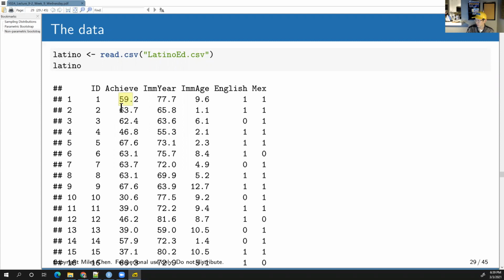Okay, and so this is just a sample of the first few rows of our data set. And so we're going to look at this number, achieve: 59.2, 63.7, 62.4. And again, I don't know exactly what these numbers mean. And then we're going to look at this column for whether the person came from Mexico or somewhere else.